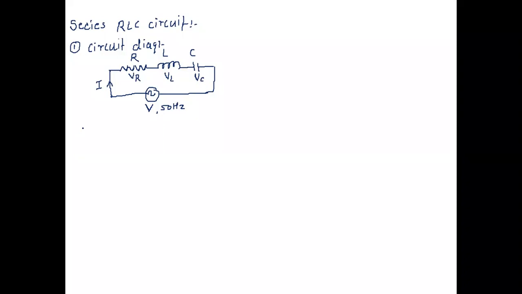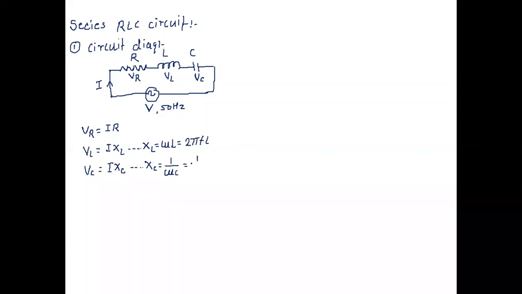And based on that, we can write the formula for the RMS value of voltage across R, VR, which is nothing but I into R. RMS value of voltage across L, which is VL, which is nothing but I into XL, where XL is equal to omega L, which is equal to 2 pi F L. And the RMS value of voltage across the capacitor can be represented with VC, which is nothing but I into XC, where XC is equal to 1 upon omega C, which is equal to 1 upon 2 pi F C. Is it right? So this is about the circuit diagram.